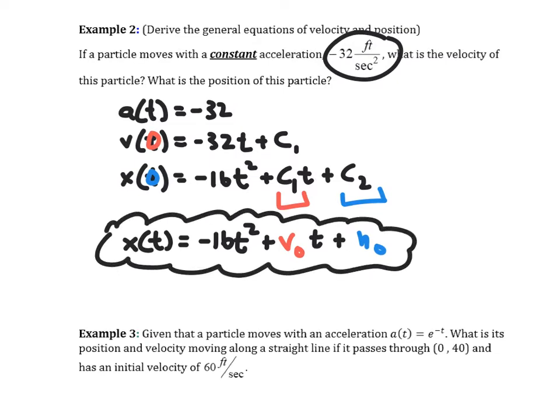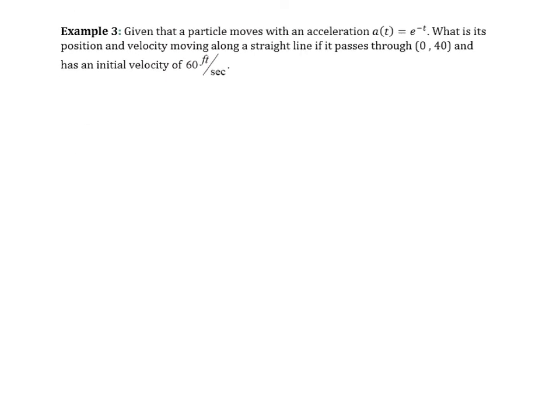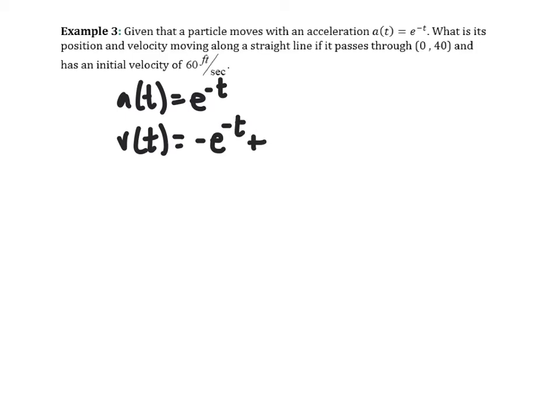Now in the next scenario here in example 3, it's a little bit different. It no longer follows this idea of gravity because it is exponential in nature, and we know that gravity is quadratic in nature. Okay, so let's take a look at it. So the acceleration in this situation is e to the negative t. That means that our velocity is going to be negative e to the negative t plus c. And let's see here. I'll just leave that as c.